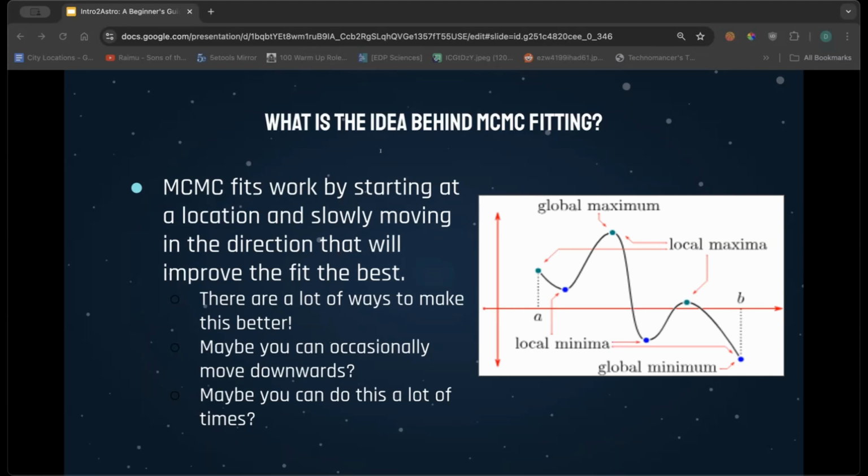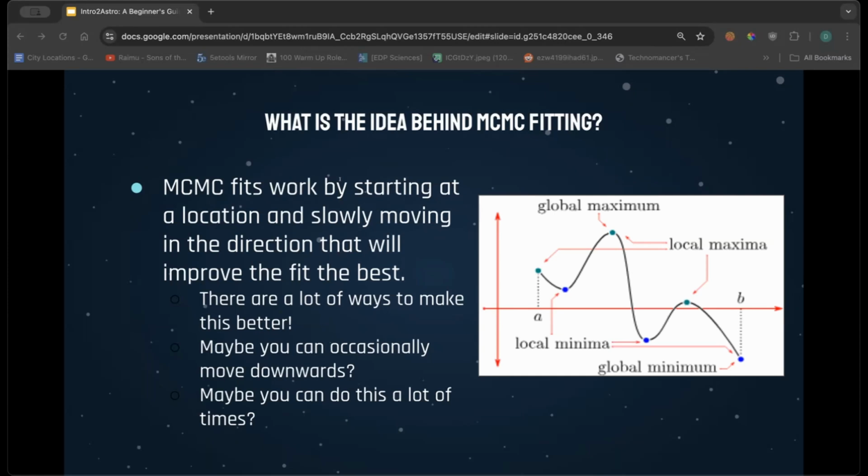So maybe you look around and you decide that every once in a while, you'll take a step downwards. Not often, but often enough that you can take a step down off from that local maxima and continue wandering around until maybe you reach the next hill over and you can get higher than where you are right now. That's how Markov chain Monte Carlo fits work.